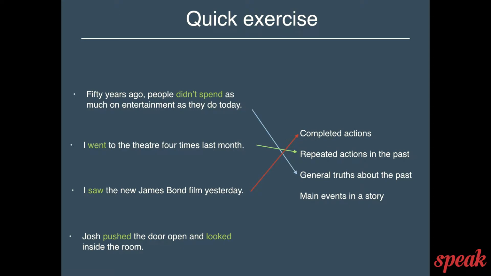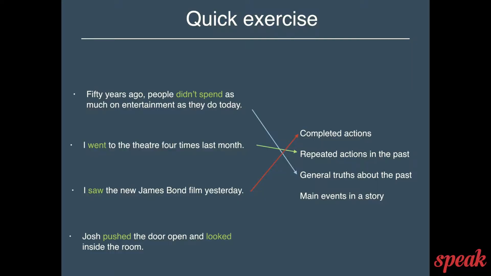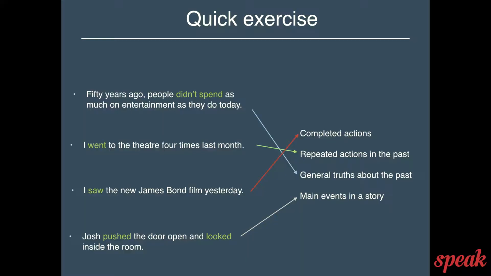And here I saw the new James Bond film yesterday. That is a completed action. The action of seeing is finished. Okay, that is completely finished. You saw the film yesterday. And in our fourth example, Josh pushed the door open and looked inside the room. Here we are talking about the main events in a story. Okay, we're talking about the main actions which happen in a story. In this sentence, as I said before, what is important to understand is that the first action which happened is pushed. The second action is looked. First, he pushed the door, and then second, he looked inside the room.